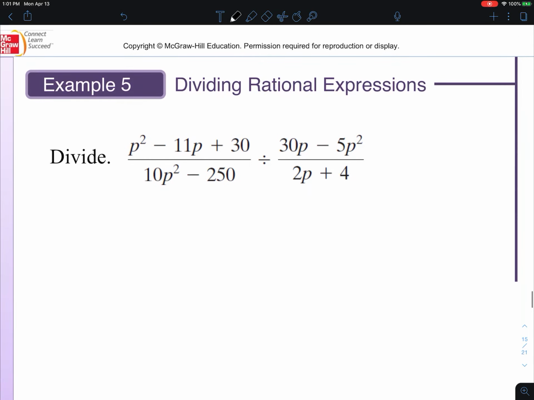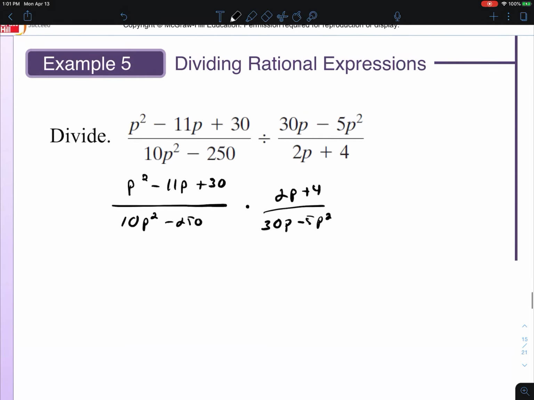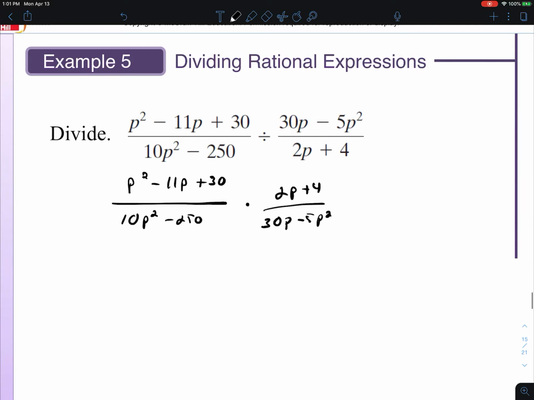And this one here, again, I'm going to keep it the way it looks. First, I'm going to change the operation and find the reciprocal. So it's going to be 2p plus 4 and then 30p minus 5p squared. So now I can go ahead and factor this out. So this looks like it's going to be p minus 5, p minus 6.